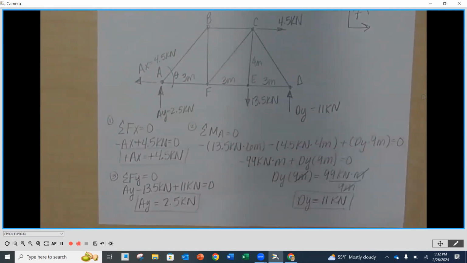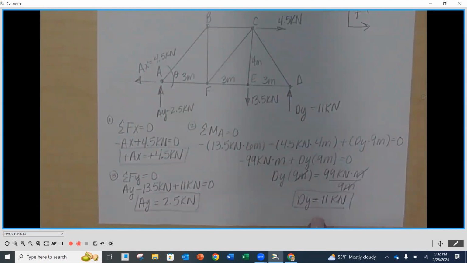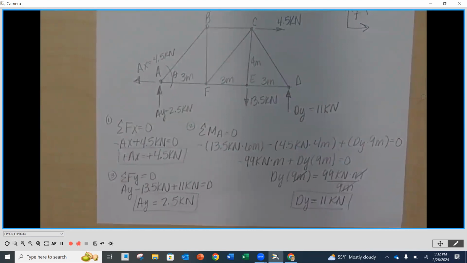So as you're working, you should get DY equal to 11 kilonewtons. And I assumed the direction going up, so I end up with a positive value for my final answer. So that confirms that that was the correct direction. And then I got my AY 2.5 kilonewtons using the sum of the forces in the Y. And then my AX going to the left is 4.5 kilonewtons. Okay. So by getting that positive final answer, that confirms your direction.